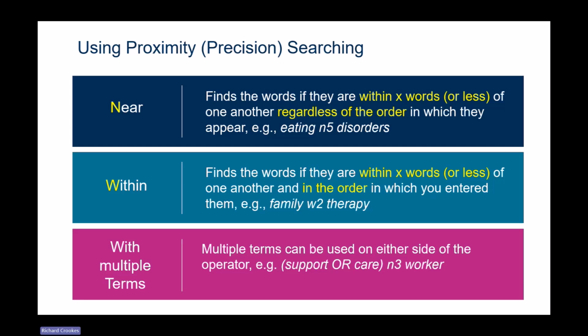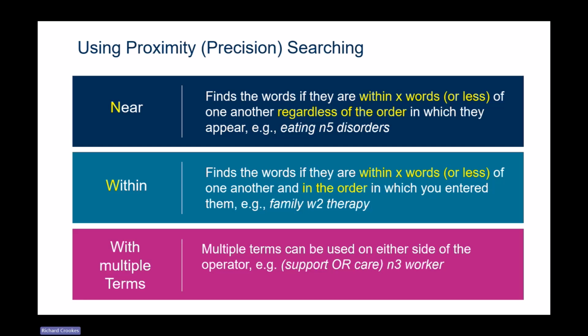You could abbreviate or truncate work, for example, related to those who work in support areas or care. So again, you can change this around. You might want to put W3 into N3. That would then search the terms in the order you enter them. So it would be support worker or care worker, etc. Okay, so again, you can adjust these to suit your preference and what's most appropriate for your search.